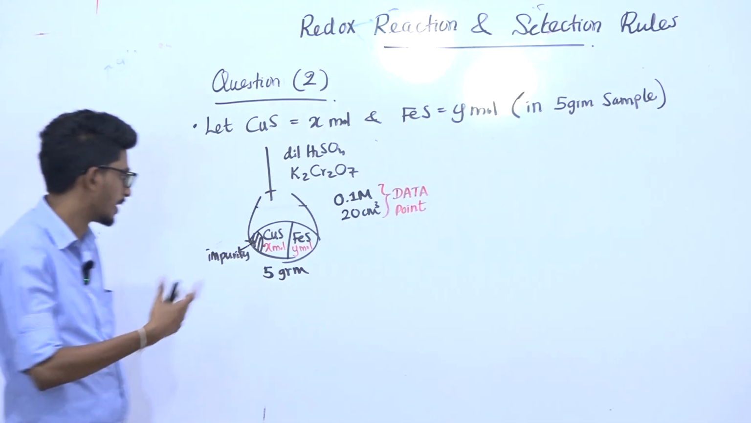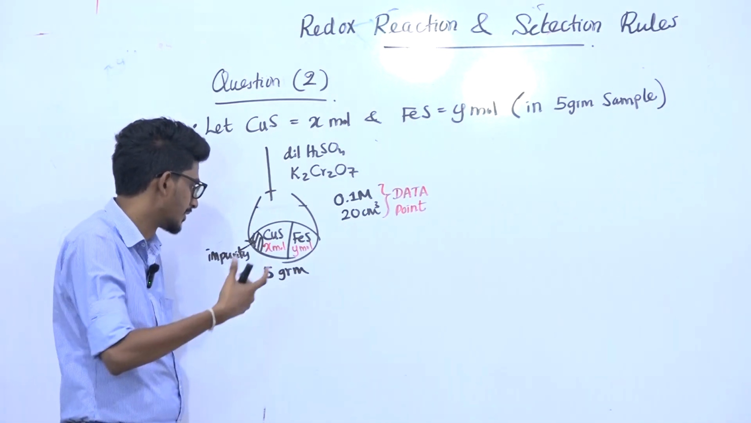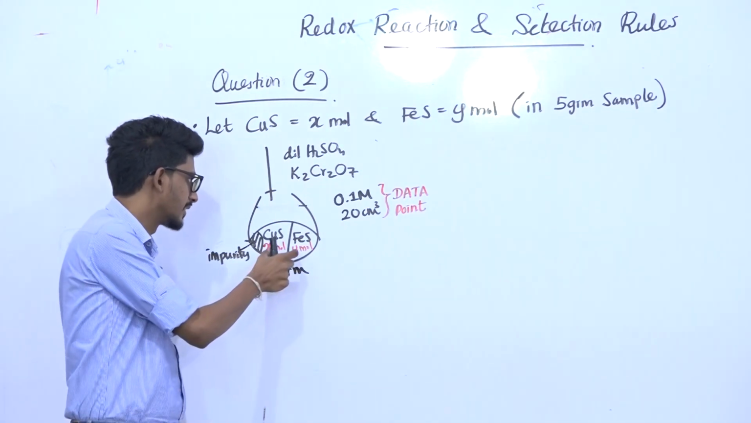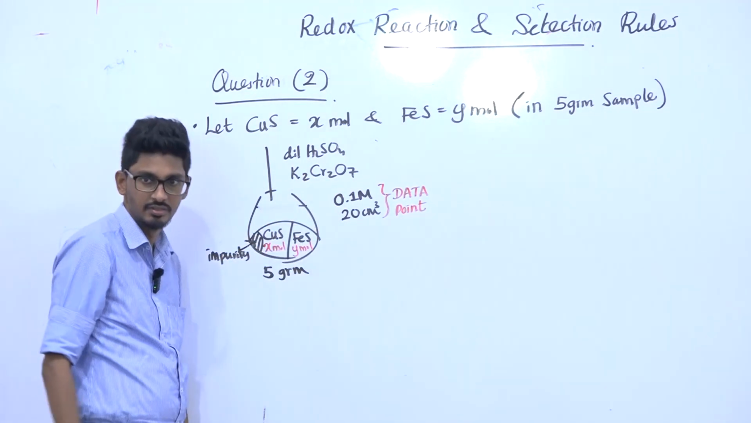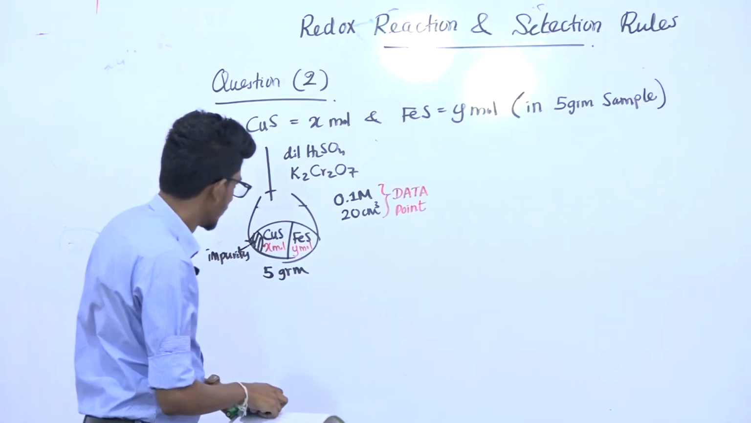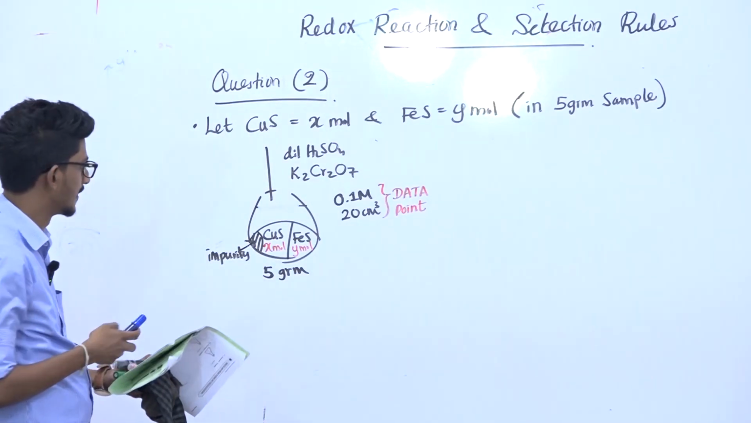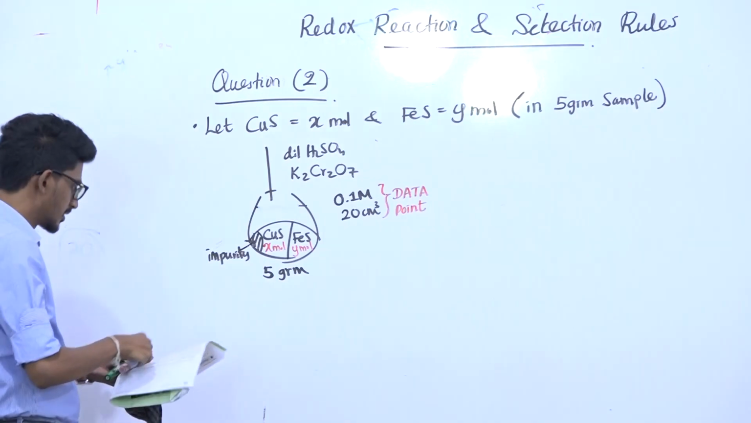So with the use of chemical equations and stoichiometry, we can bring the x and y values towards the dichromate to come up with the data point. That is what we are doing here. And first of all, we need to come up with the possible equations. So what are the equations possible here?